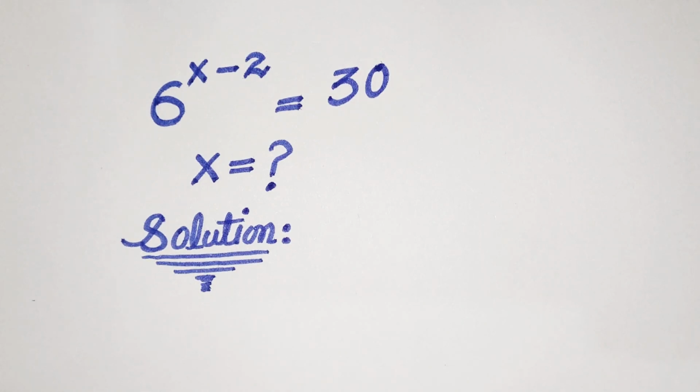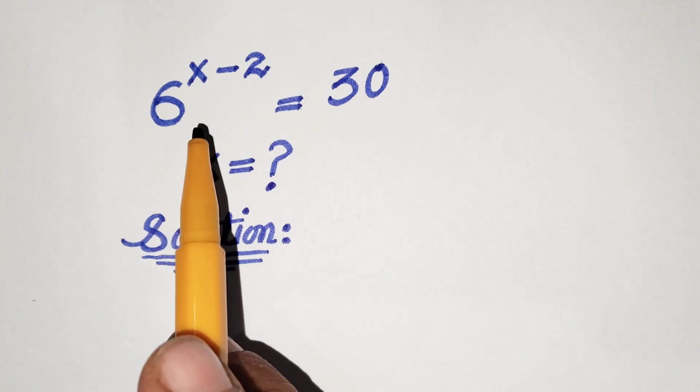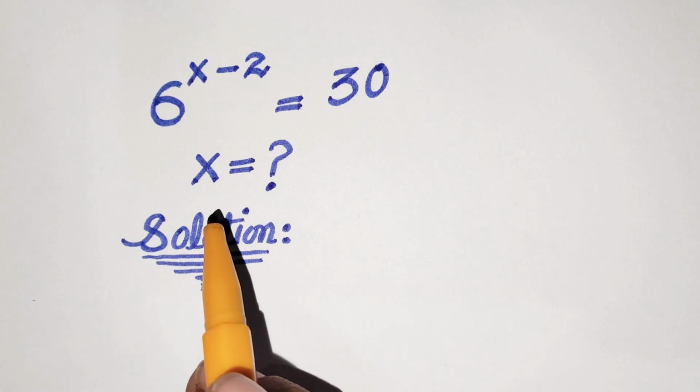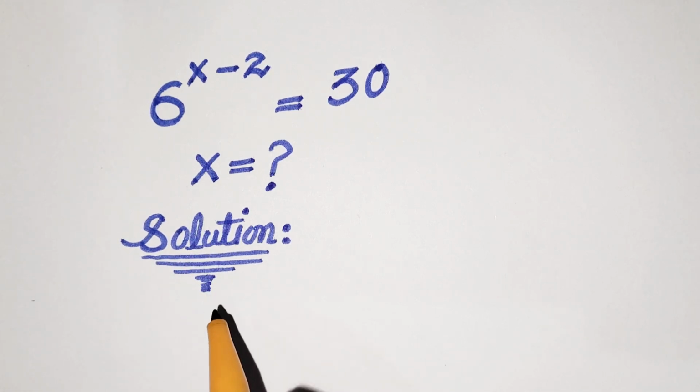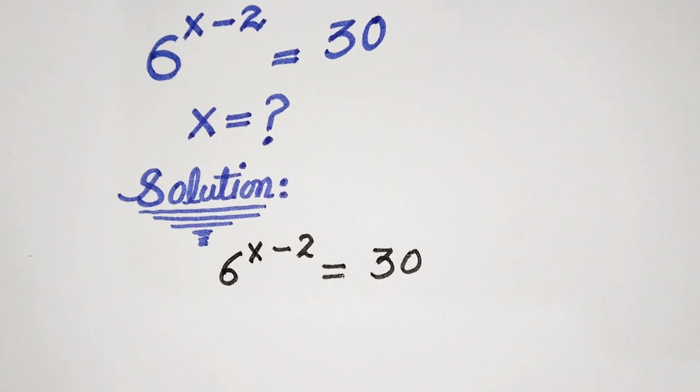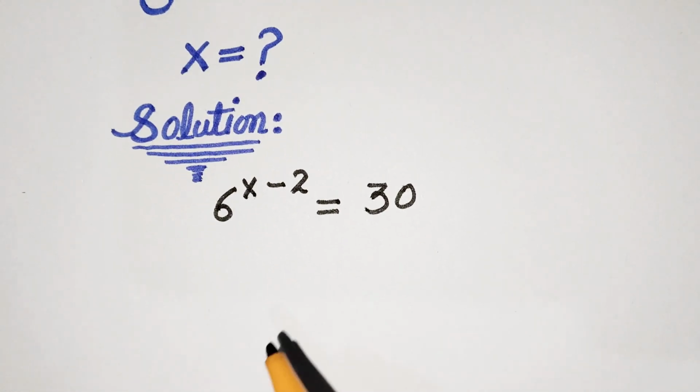Today we have an exponential equation: 6 raised to the power x minus 2 is equal to 30. So we have to find the value of x. Starting the solution, 6^(x-2) is equal to 30. First of all, we are going to split this exponent.